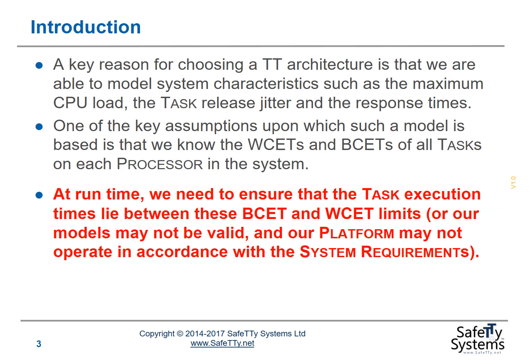A key reason for choosing a TT architecture is that we are able to model system characteristics such as the maximum CPU load, the task release jitter and the response times. One of the main assumptions upon which such a model is based is that we know the worst case execution times and best case execution times of all tasks on each processor in the system. At runtime, we need to ensure that the task execution times lie between these lower and upper limits, or our models may not be valid, and our platform may not operate in accordance with the system requirements.